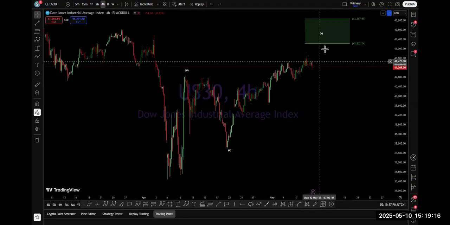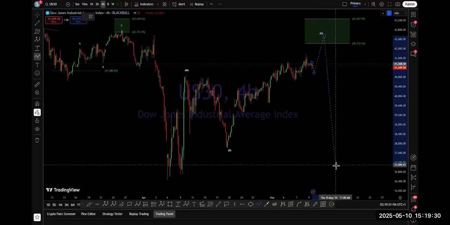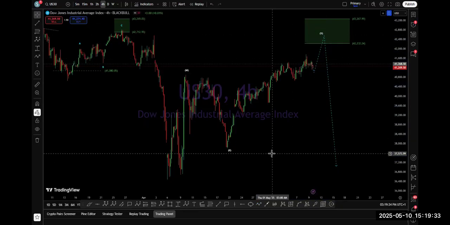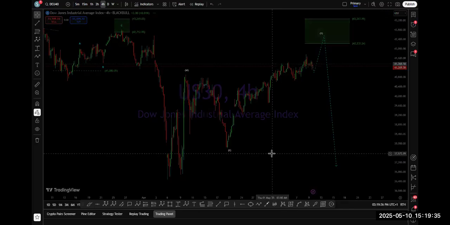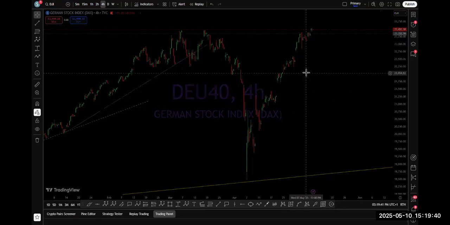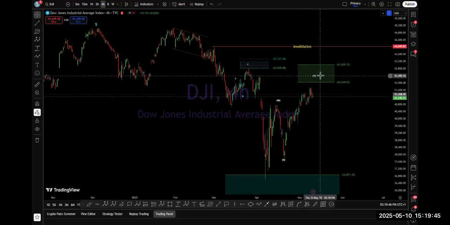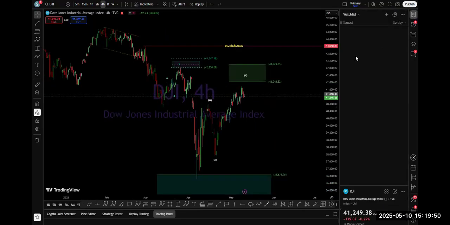US 30, the same thing. So I expect it to come to this zone before it will begin to sell. A little drop up here before the big selling. So that's for indices. Another one, DAX, same thing, it is going up. Dow, small thing, it will enter the reversal zone, just like all that. So let's go to Bitcoin and we will conclude.